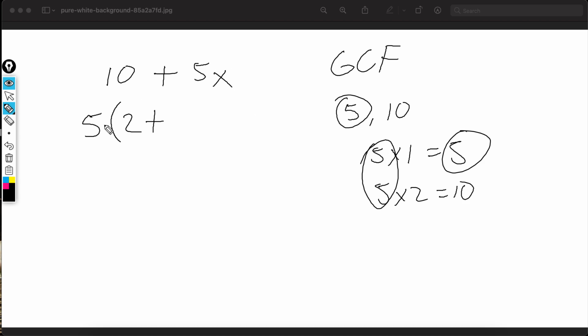An x. Does he have an x? Nope. So x gets written right there. If you want to see it, it would be like 1x, but like I told you, we don't write that in math. It'd be kind of weird. So that's our answer. Simple, right?